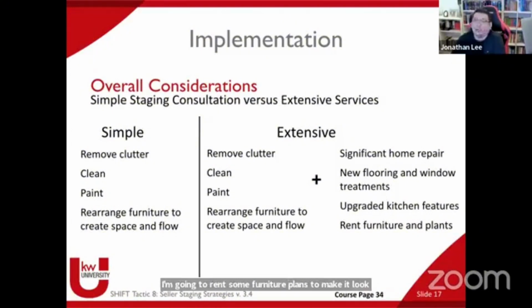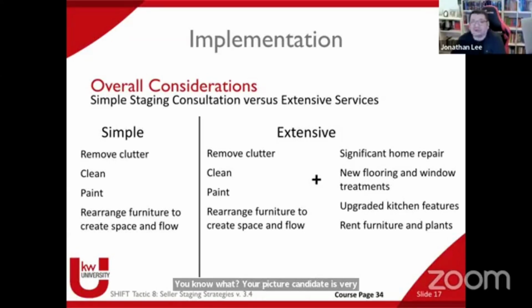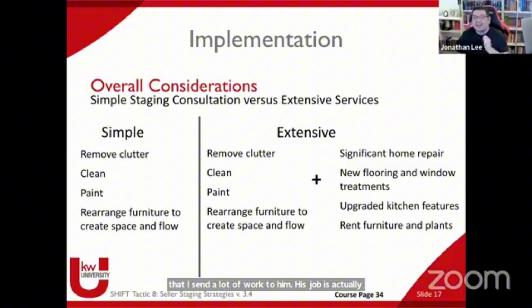I once told an owner, you know what? Your kitchen cabinet is very old. Instead of changing everything, would you consider taking out all the doors and just repainting them? He said, oh, I didn't know I could do that. So sometimes we think changing the whole entire kitchen is the solution, but actually, I have a ready supply of contractors that do this. I have a carpenter that I send a lot of work to. His job is taking out all the cabinet doors, changing the handles, and repainting the doors.